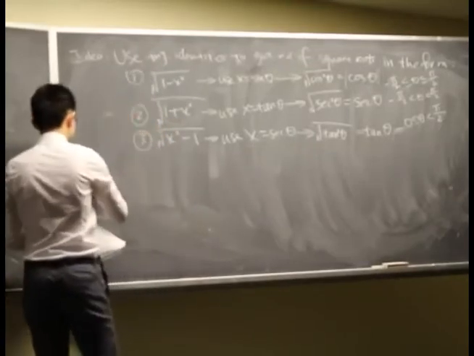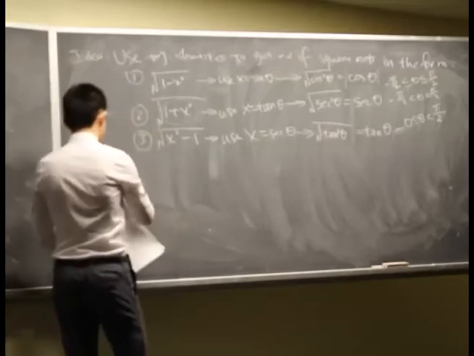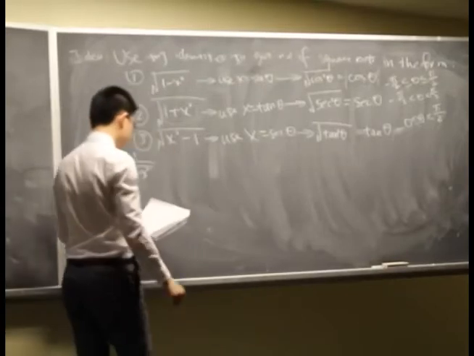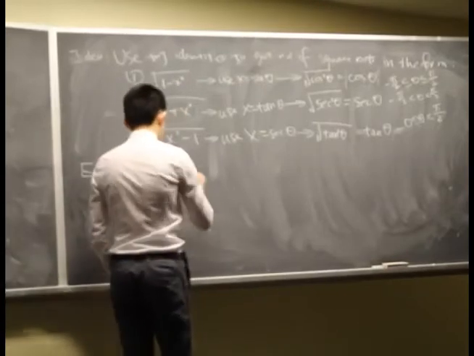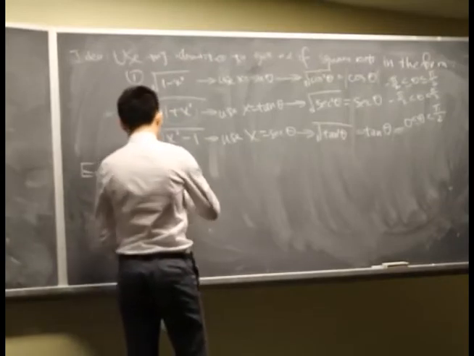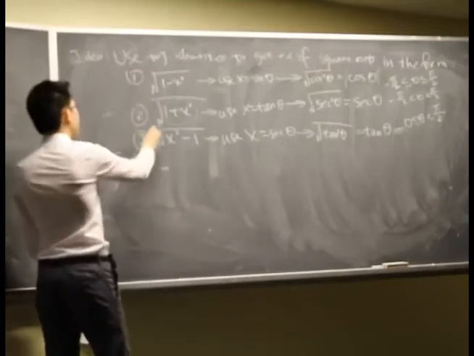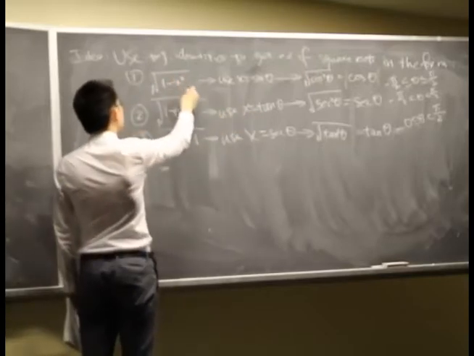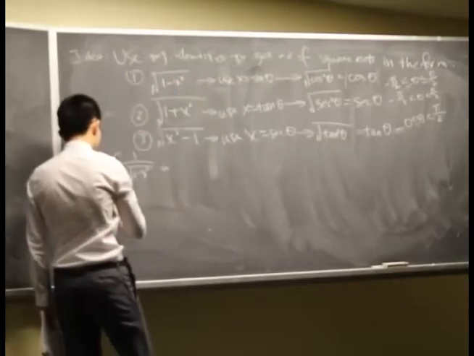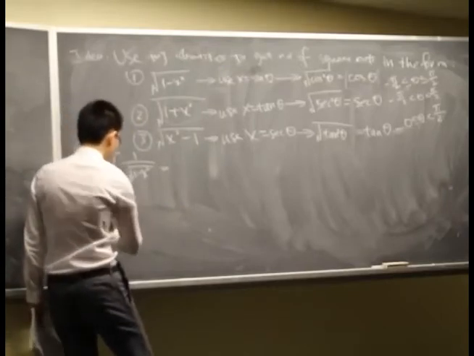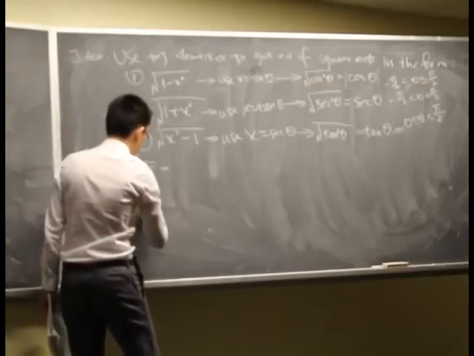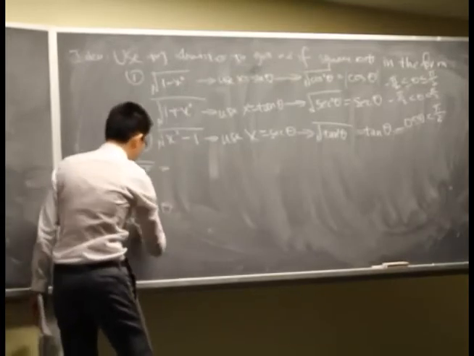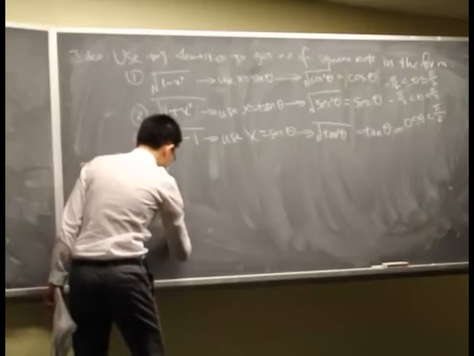Let's use an example. A very simple one: integral of 1 over square root of 4 minus x squared. If we recognize the form square root of 1 minus x squared here, we can use the substitution. Let's say that x equals sine of theta, then dx is equivalent to cos theta d theta.